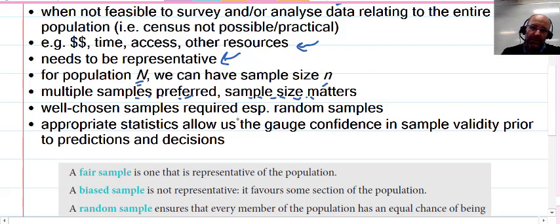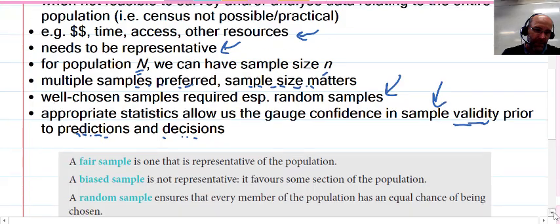Well chosen samples are very, very important, and we're going to focus in particular on simple random samples and other sorts of random sampling. And the statistics from the samples allow us to gauge confidence in the sample, and we want to see and be confident that it's valid, okay, before we make use of the data from that sample, and so the predictions and decisions around that need to rely on a valid sample.